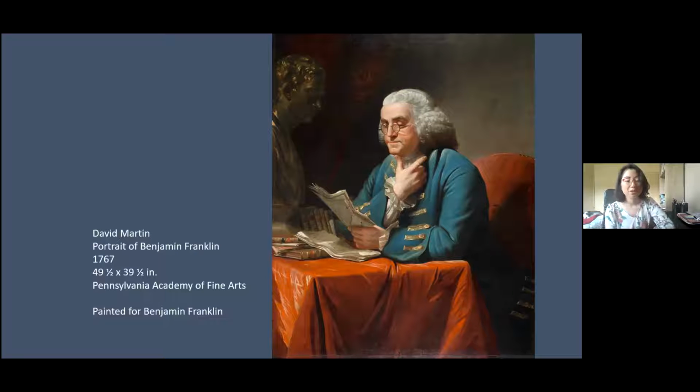Benjamin Franklin liked the portrait so much that he had Martin paint him a copy to send to his family back in Philadelphia. So what you're looking at now is the copy that's now in the Pennsylvania Academy of Fine Arts, or PAFA. The fact that Franklin commissioned a personal copy of this portrait to hang in his home indicates that this is how he saw himself, or perhaps how he ideally wanted to be seen by others who might visit his home.